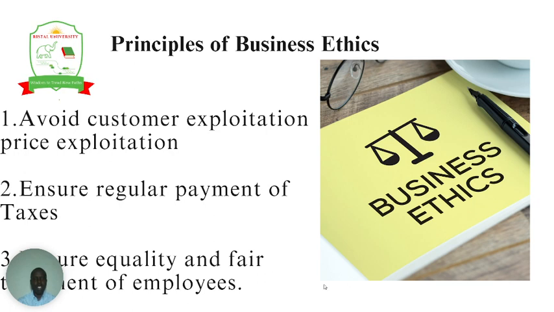And then we have ensure equality and fair treatment of employees. So all employees across board within the organization should be fairly treated. Fair treatment means we need to have equal payment of salaries, equal distribution of organization work, and avoid exploiting people based on their religion, based on their color, and so on and so forth. So the principles are the rules that we need to observe in order to adhere to what we refer to as business ethics.